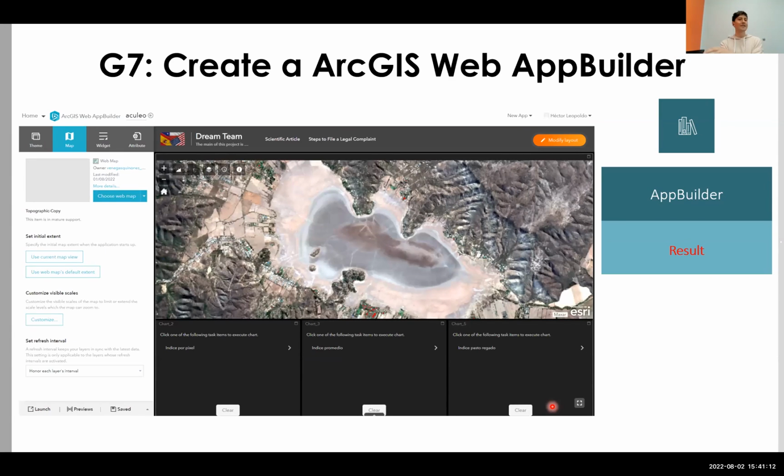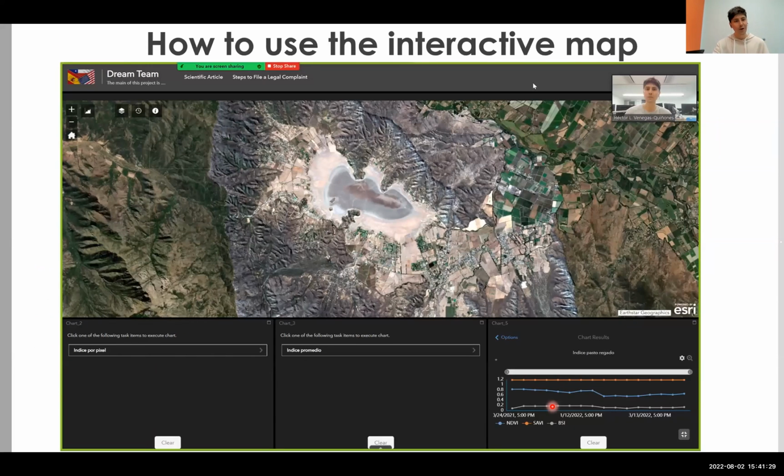We add all this in one ArcGIS web application, and in that case, any people, any local authority can go here and check what is happening in one specific location. And for that, I'm going to play a video, and you're going to understand a little more how to use this.